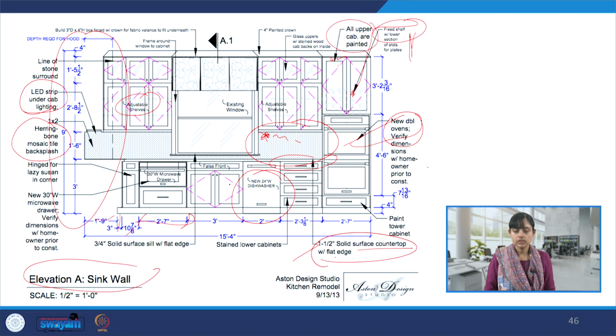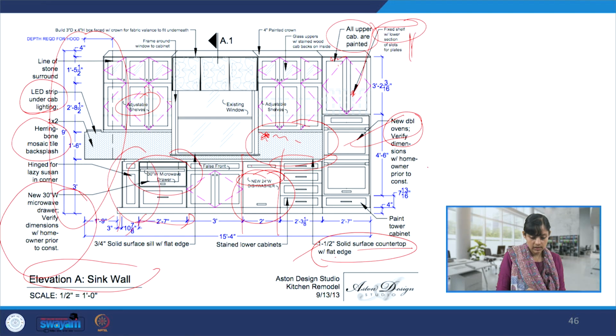Where the dishwasher is situated, what is the dimension, how much is this width, where is the microwave put, and other kinds of details. I mean, in this case, less is not more. We need elaborate drawings for the interior architecture portfolio.